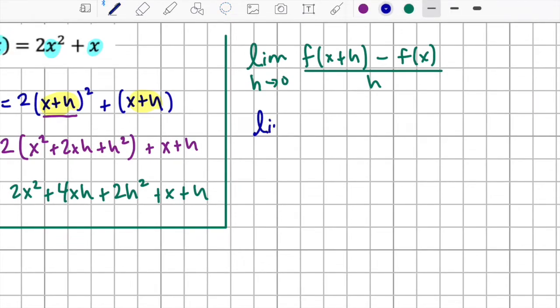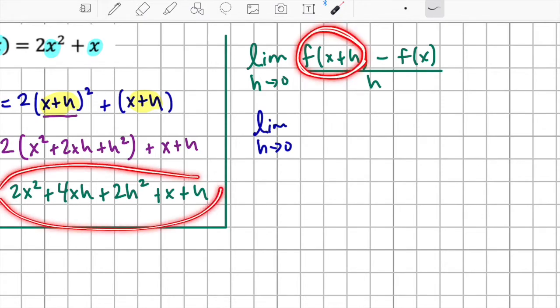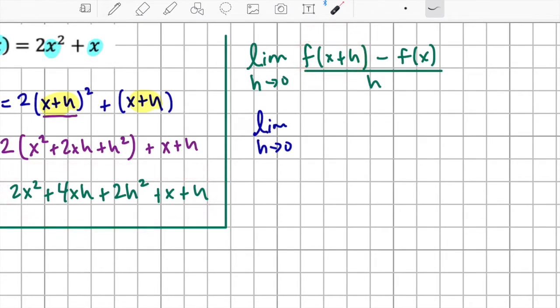Okay, here we go. So limit as h approaches 0. Now notice it's your f of x plus h. This is your f of x plus h. So let's replace it. So it'll be 2x squared plus 4xh plus 2h squared plus x plus h.